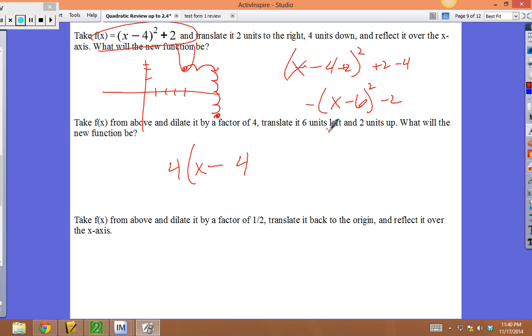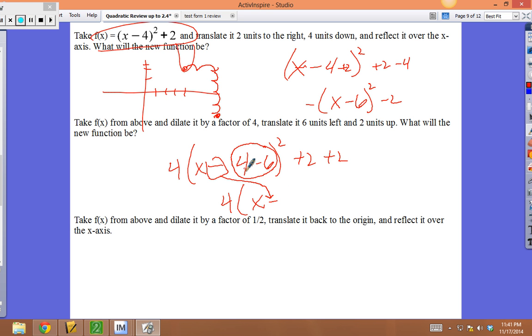You're going to go 6 units left. Okay, now left is a negative, so you're going to go -6. And it was plus 2, and you're going to go 2 units up, so you're going to add another 2. So your final answer is going to be 4. x minus 4 minus 6, hold on. x minus, because the minus is part of the problem. There we go.